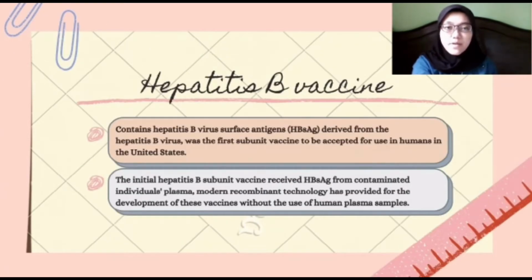This is hepatitis B vaccine information. First, it contains hepatitis B virus surface antigen, HBsAg, derived from the hepatitis B virus, and was the first subunit vaccine to be accepted for use in humans in the United States. Second, the initial hepatitis B subunit vaccine received HBsAg from contaminated individuals' plasma. Modern recombinant technology has provided for the development of these vaccines without the use of human plasma samples.